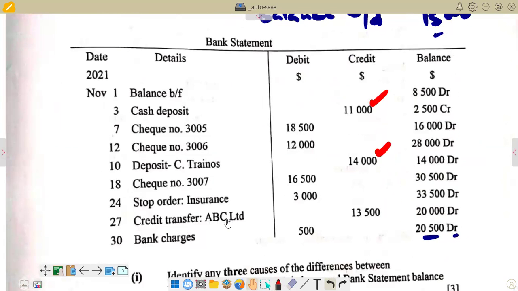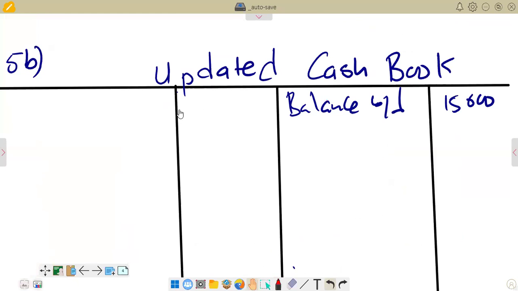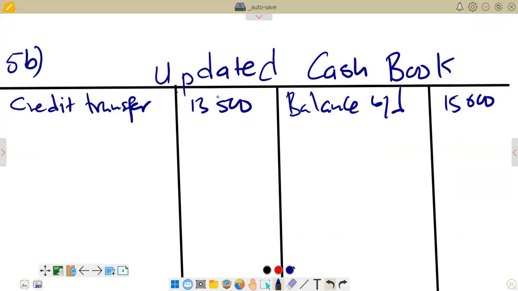We see that it's a credit transfer to ABC Limited. So we are just going to put it as such. Remember, we are going to put it on the debit side of the cash book as credit transfer. So we go to the debit side of the cash book, and we are saying we have got a credit transfer. And the amount that we have is 13,500. So this is what we have.